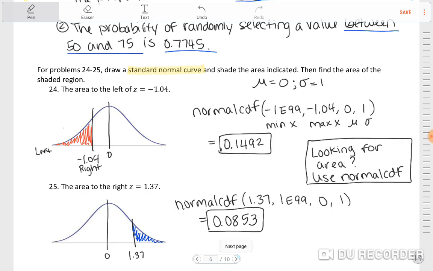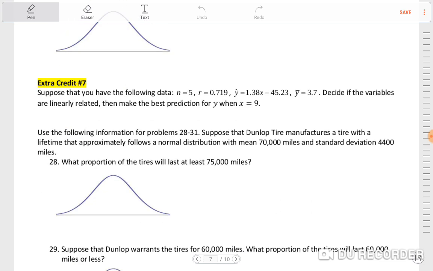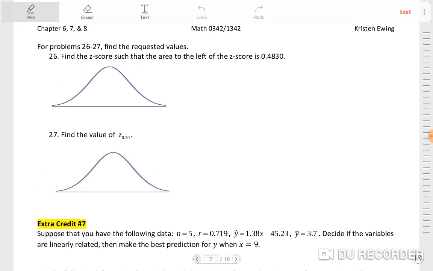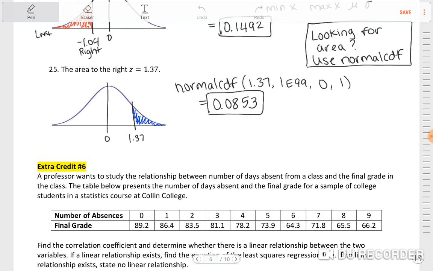Uh-oh. Did I lock my screen? Oh, I accidentally locked my screen. Did I finish this page? No. Okay, I almost missed the rest of this page.